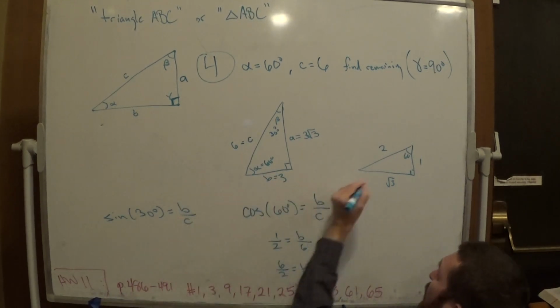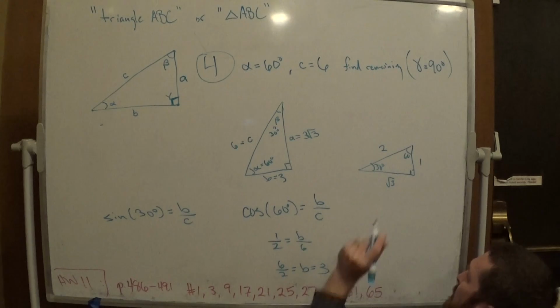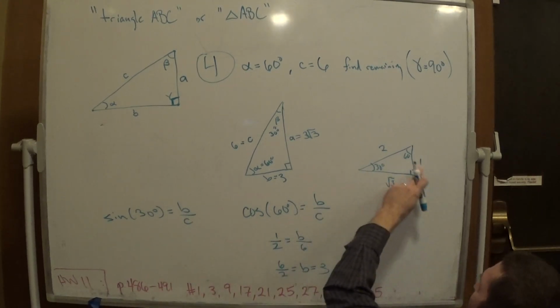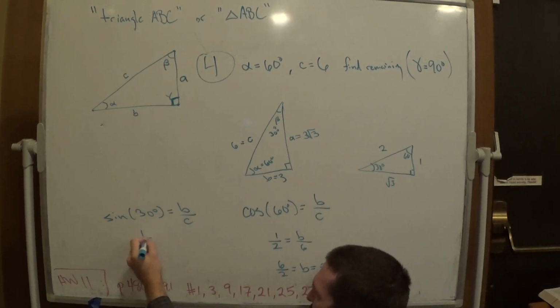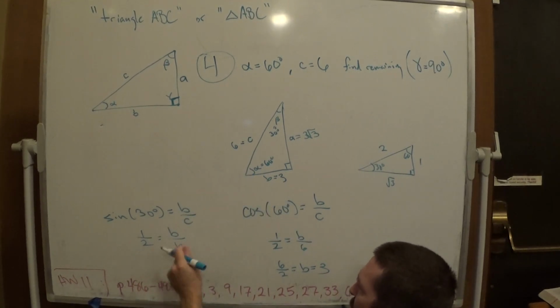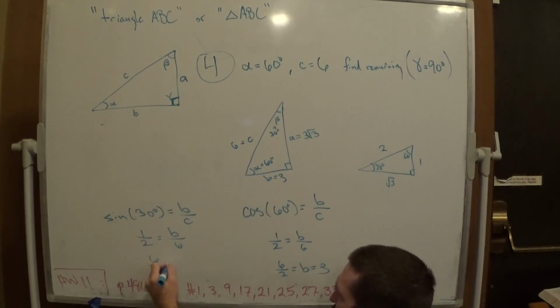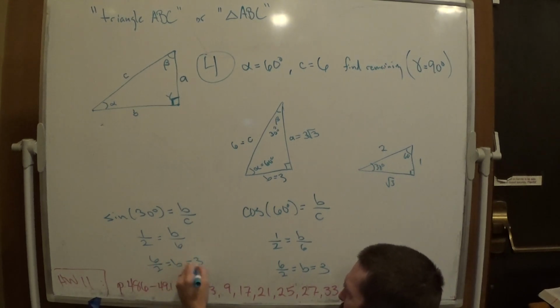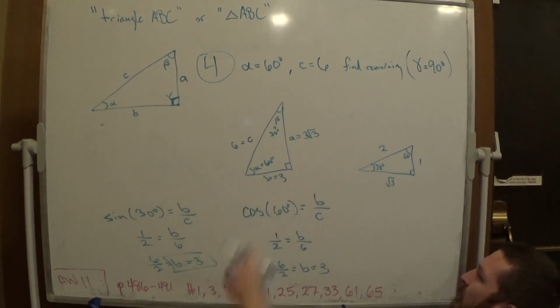Could have done it this way. Couldn't we have just used, here's 30 degrees. Sine of 30 is, lo and behold, 1/2. B over C is 6. Multiply both sides, you get 6 over 2 is B. 6 over 2 is 3. B is 3. I've written 3 there.